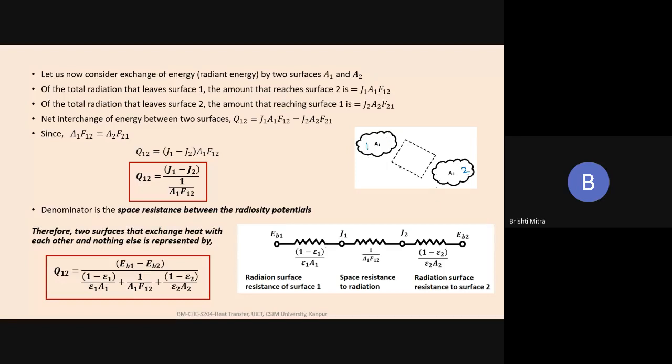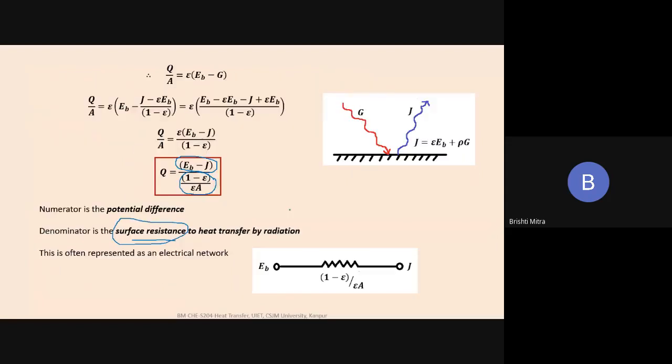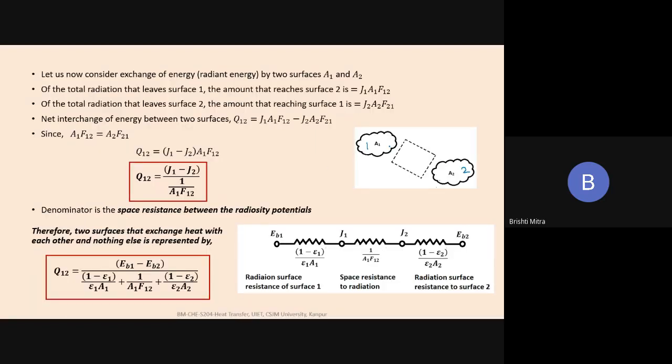So the total energy leaving surface 1. We have talked about this: there will be a surface resistance of body 1, and there also will be a surface resistance of body 2. What kind of surface resistance are we talking about? This is the surface resistance. There is another kind of resistance: when this energy passes from body 1 to body 2, there will be a resistance in the path, which we call the space resistance. So let us see what it is.